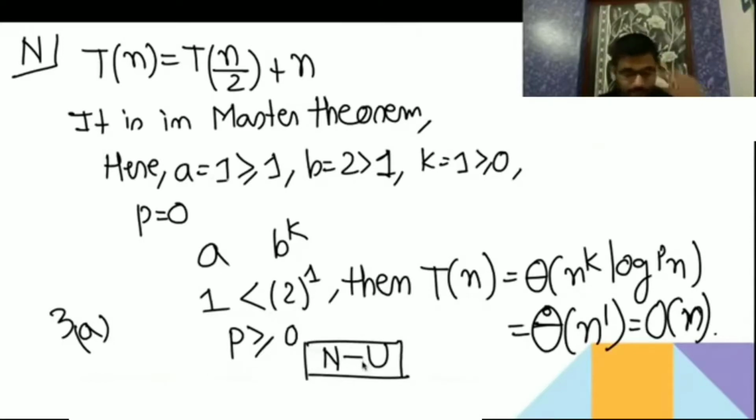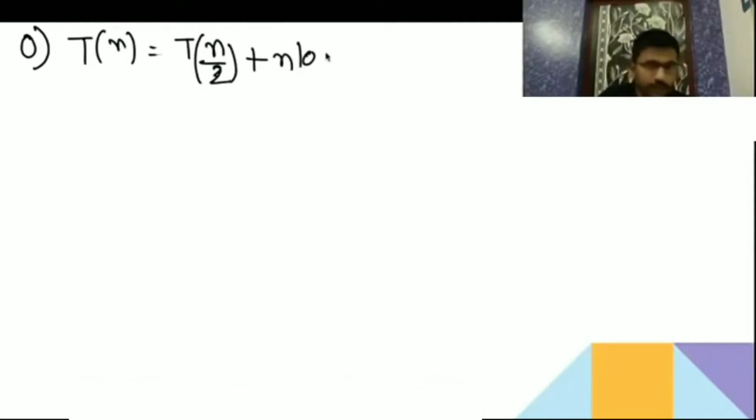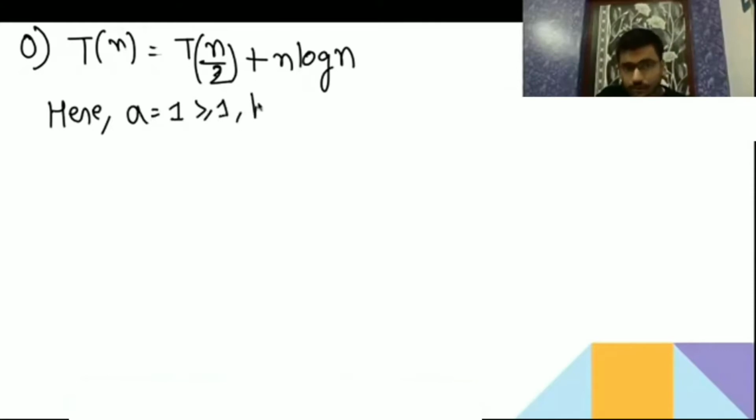Am I clear? So here T(n) is equal to T(n by 2) plus n log n. So here you can consider a equal to 1, which is greater than or equal to 1, b equal to 2, which is greater than 1, k is equal to 1, which is greater than or equal to 0, and p is equal to 1.